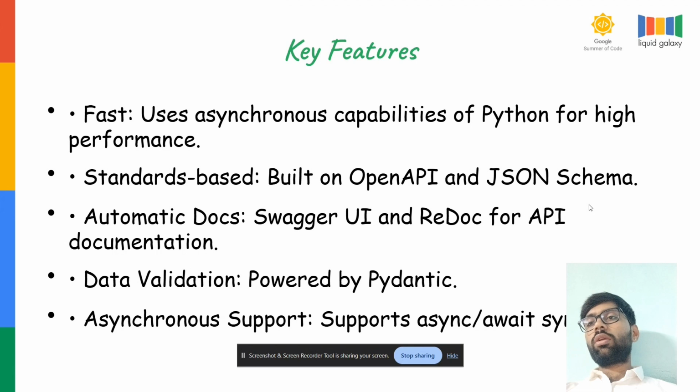Let's take a look at the key features. Why are we using Python FastAPI? Because its asynchronous capability gives high performance. It is built on OpenAPI and JSON format, so it is easy to send and receive data. One of the main key features is automatic docs. If you have worked with APIs in Node.js, you have seen that the Swagger has to be written.